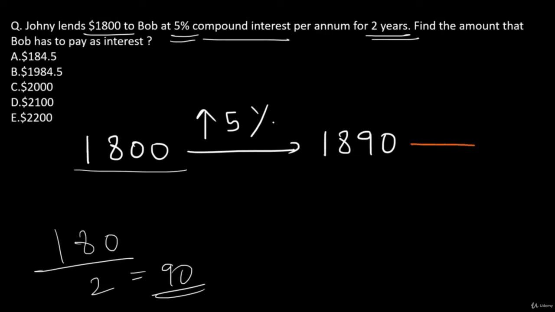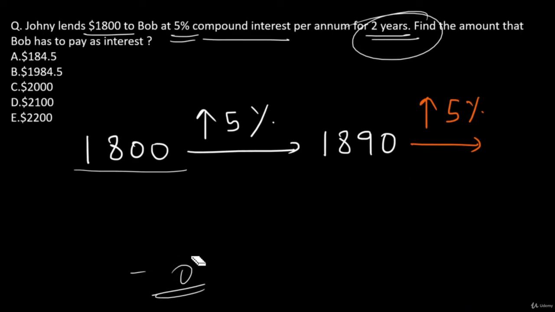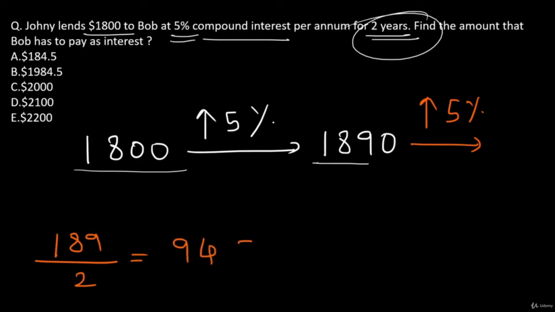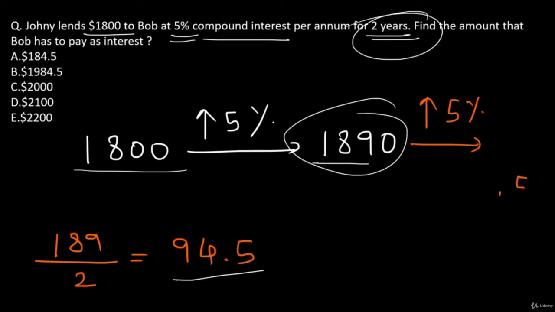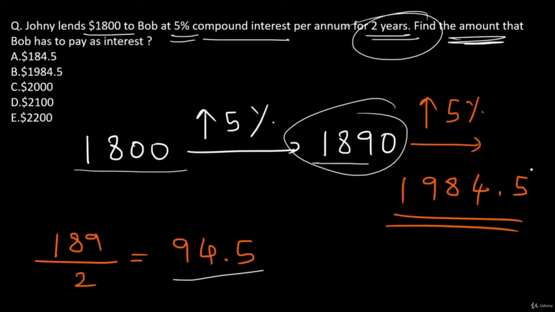Now again, you have to increase this by 5% because it's for 2 years, right? So again, 10% of 1,890 is equal to 189, right? So 10% is 189, and to find 5%, you just need to do 189 divided by 2, which is equal to 94.5. So you need to add 94.5 to 1890, and that amounts to $1984.5. All right. Over here we are getting the amount.